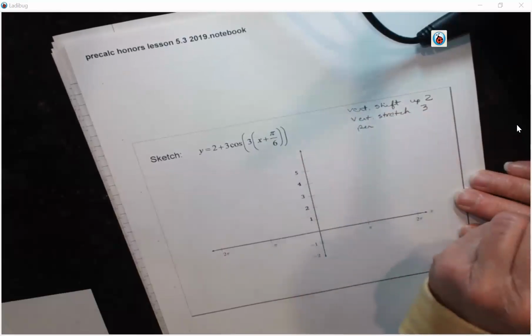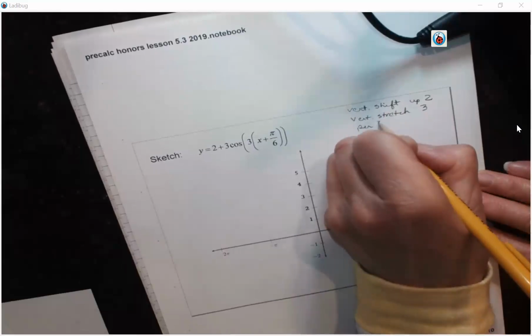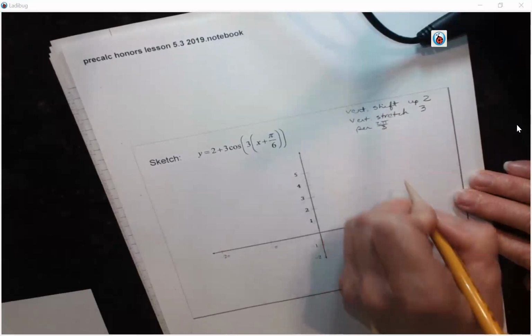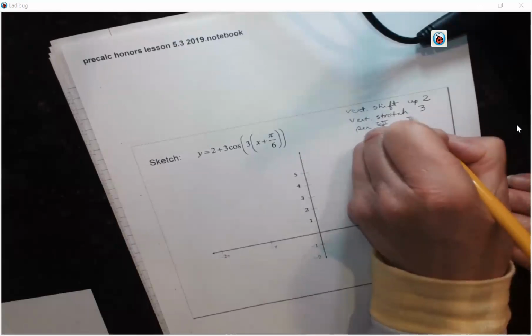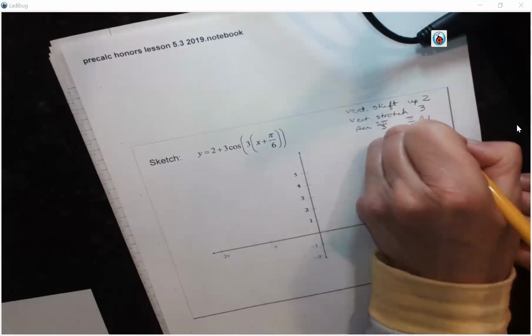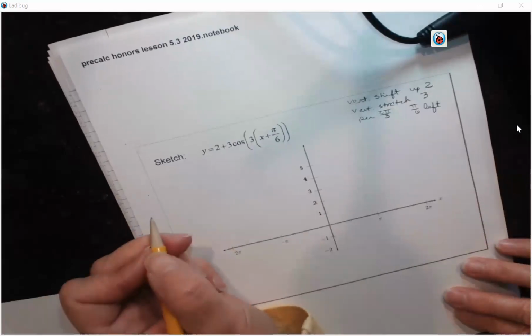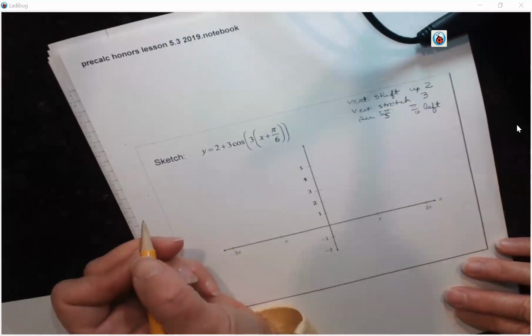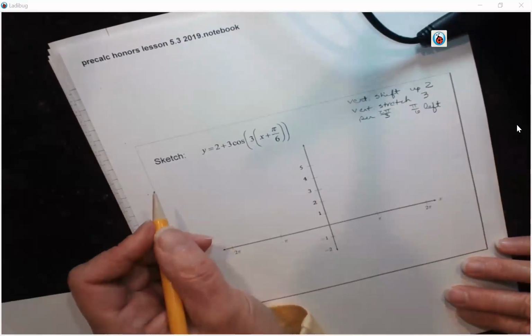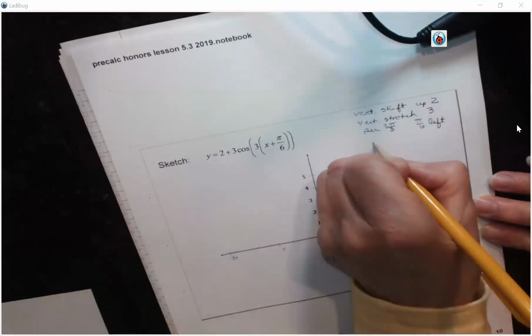We have a period of 2 pi over 3. And we have a horizontal shift of pi over 6 to the left. Okay, we have a lot of things to consider. Let's think about that amplitude. Oh, I didn't address that either.